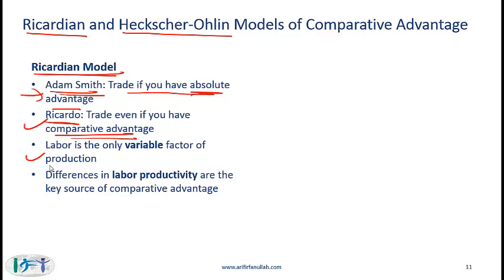The next important point is that in the Ricardian model, labor is the only variable factor of production. This does not mean that capital does not exist. Capital is there, but in this simplistic model, we assume that capital is fixed. And according to the Ricardian model, it is the differences in labor productivity which are the key source of comparative advantage. So remember these points. We don't need to get too detailed into this model. As long as you know this, you will be in good shape.